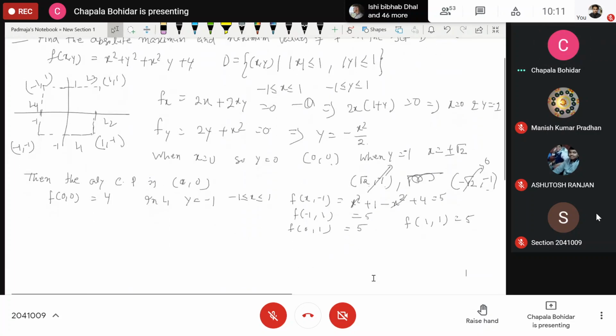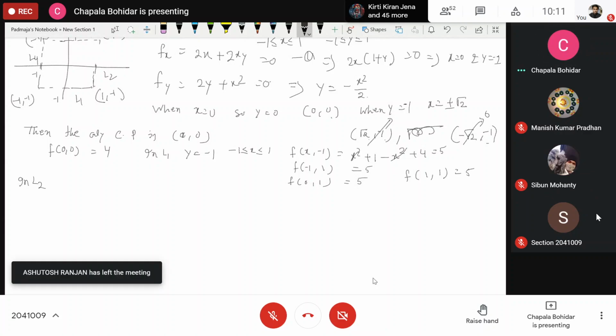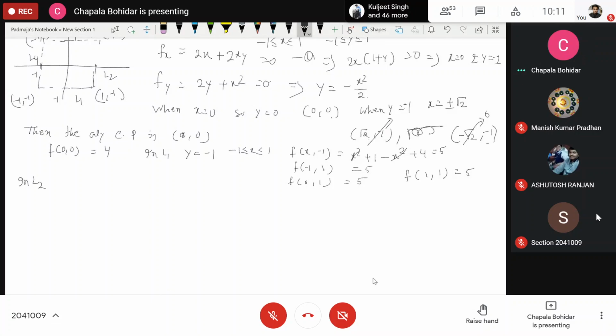Do it. L2. In L2, x is equal to 1. Y lies in between minus 1 to 1.